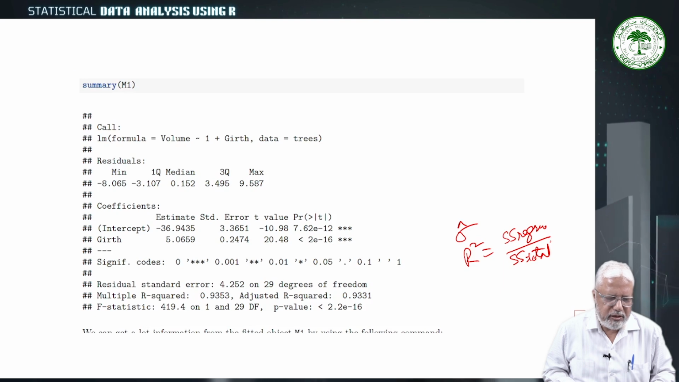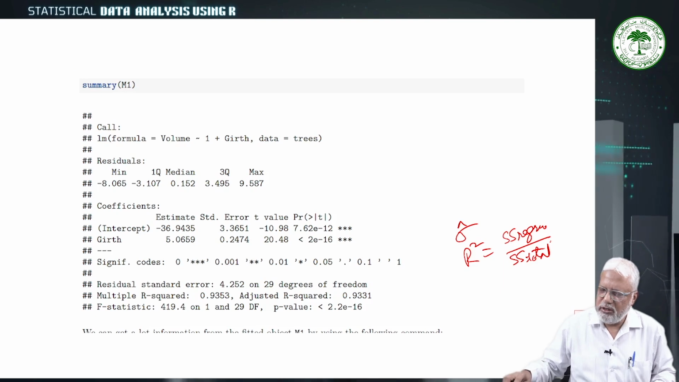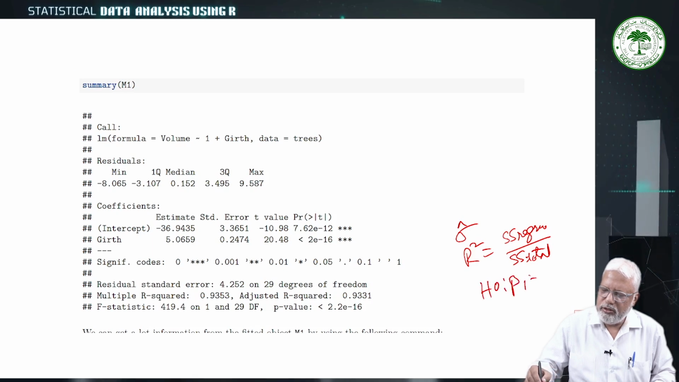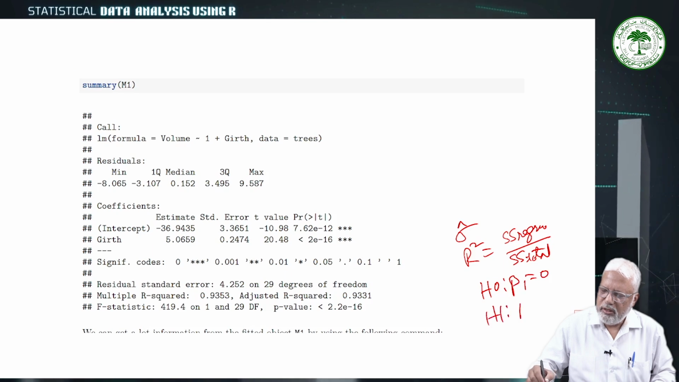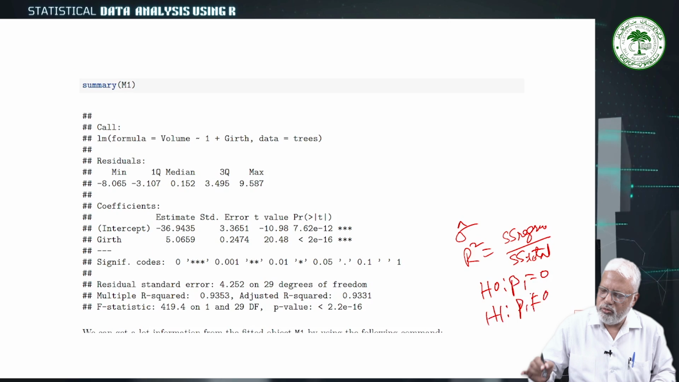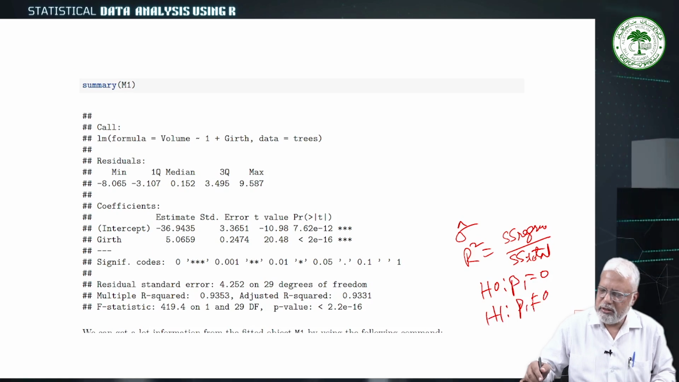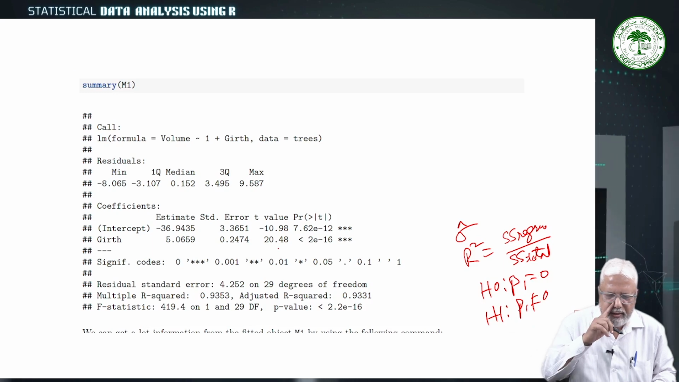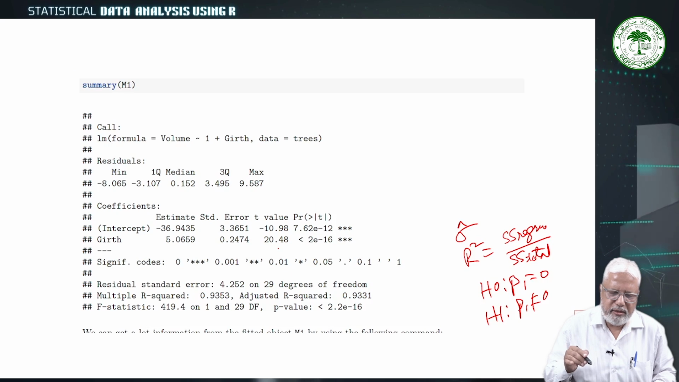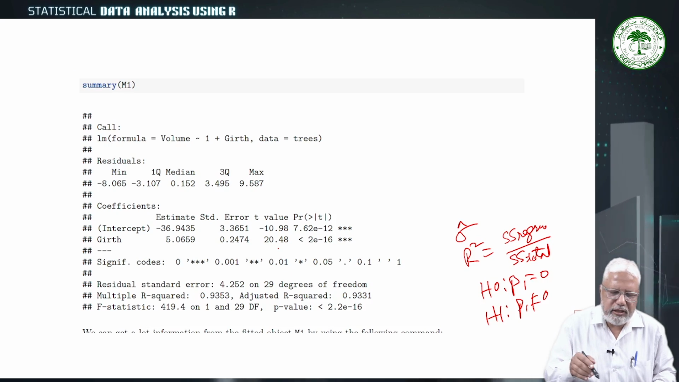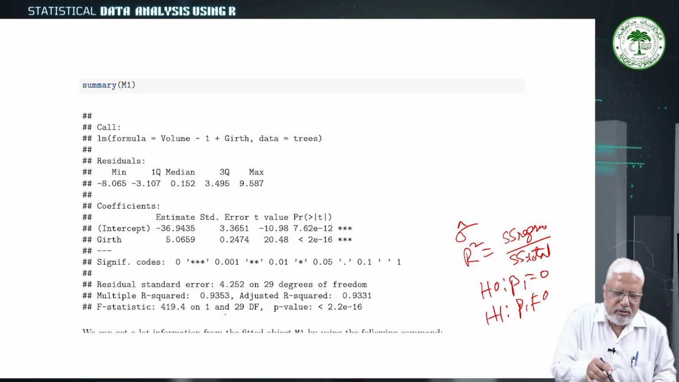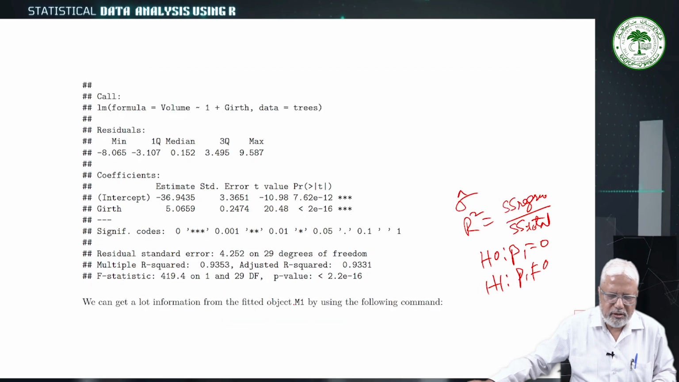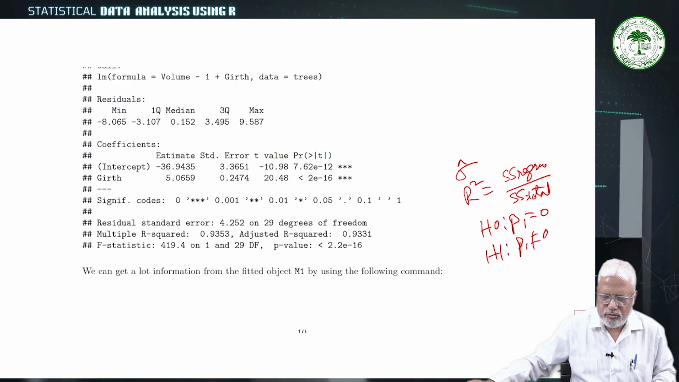And F statistic is nothing but, if you want to test H0: beta 1 is equal to 0 versus H1: beta 1 not equal to 0, to test this there is a t test. So here it is t, and if we take the square of t, that becomes the F test. So that F test is here. I will explain this in the commands also.